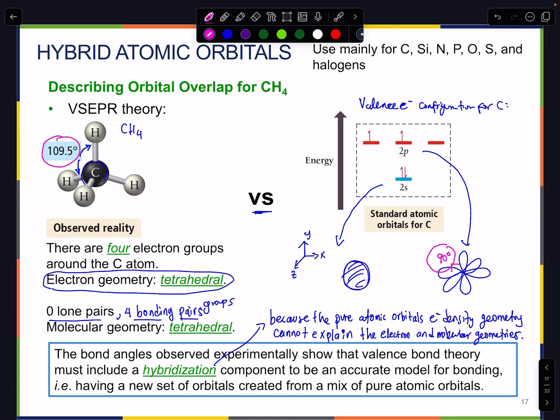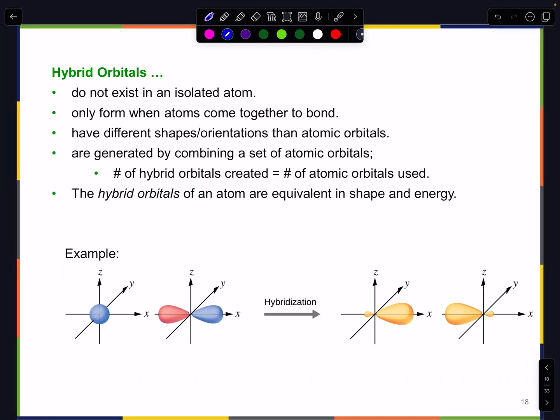The bond angles observed experimentally show that the valence bond theory must include a hybridization component in order to be an accurate model for bonding. That means to have a new set of orbitals created from mixing pure atomic orbitals, right? The reason for that is because the pure atomic orbitals cannot explain the electron and molecular geometries. So we need to build a better model for that, right? So what would be that better model? That better model are the so-called hybrid orbitals.